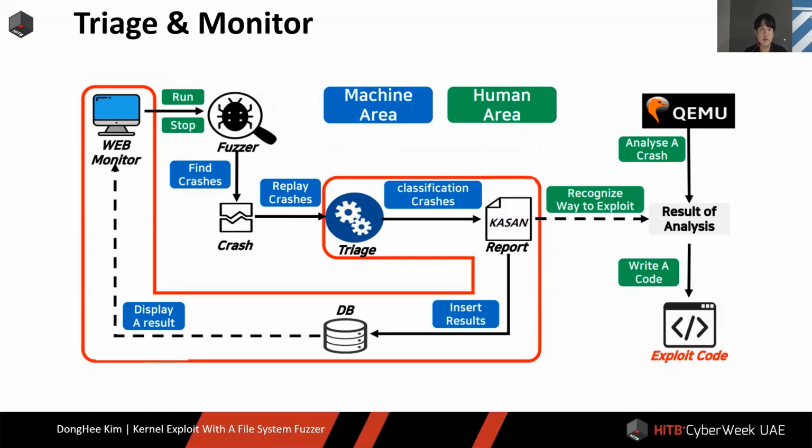When the fuzzer finds a crash, it goes through triage and saves the Kasan report to the DB, which can be managed efficiently through the monitor. We download the image from the monitor and reproduce it with Cameo, then analyze it by viewing the Kasan report, and load the exploit code.